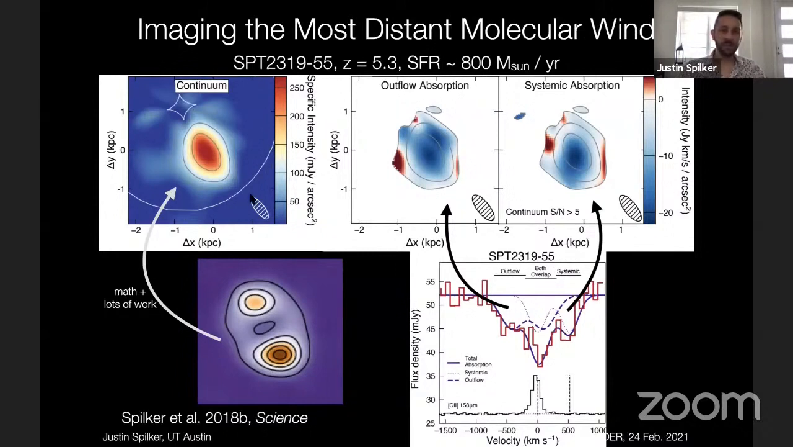The continuum emission from the dust is pretty smooth. We don't really see any signs of structure there on scales of a few hundred parsecs.